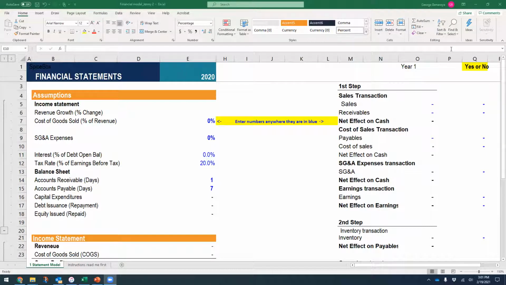To make it easier for you on the Excel file, I have used a blue font where you will be entering numbers, and everything else is in black because these are all formulas which will be recalculated. So let's see how this works.